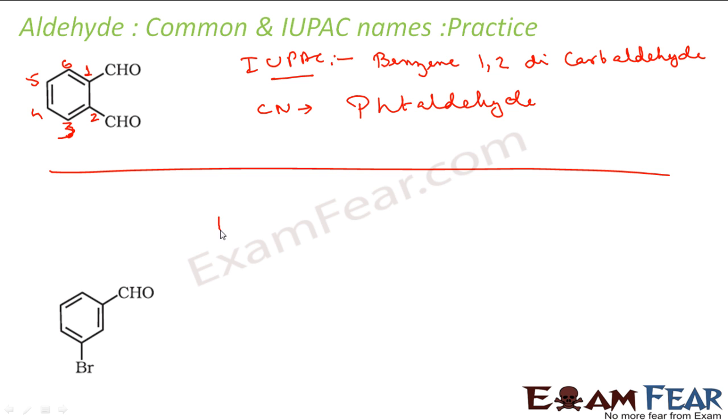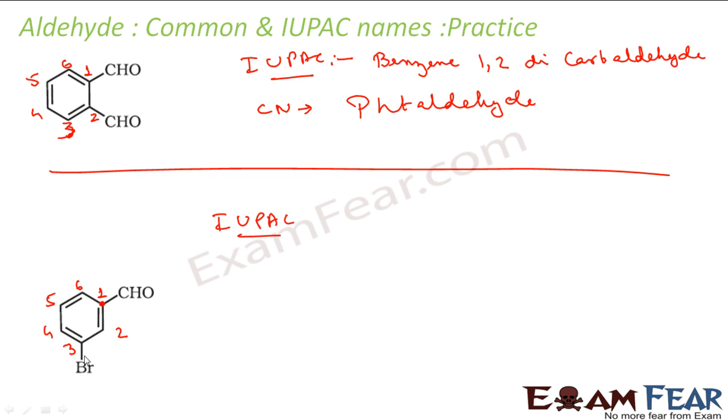Let's take this compound. Let's try to find the IUPAC name. As I told, for a ring, this is my CHO group. The carbon attached to the CHO group will be in position one. And then I have to number either this way or this way to make sure that the bromine gets the lesser number. If I start in this direction, anti-clockwise, 1, 2, 3, 4, bromine gets the fourth number. Starting clockwise, 1, 2, 3, bromine gets the third number. So I'll take the clockwise direction and give bromine number 3.